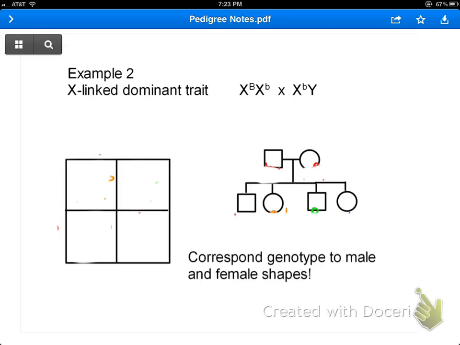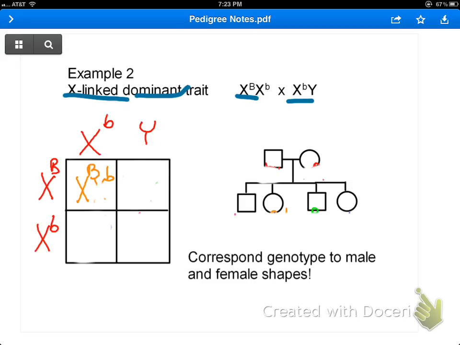Here's an example with an X-linked trait. Following the similar pattern, I've told you that it's X-linked, so we need to write X's and Y's, and I've told you that it was dominant. So here is the mom and this dad's genotype. So on the pedigree, we're going to write in mom and dad's genotypes on the front and the side, just like the prior chapter, and fill in the Punnett square.